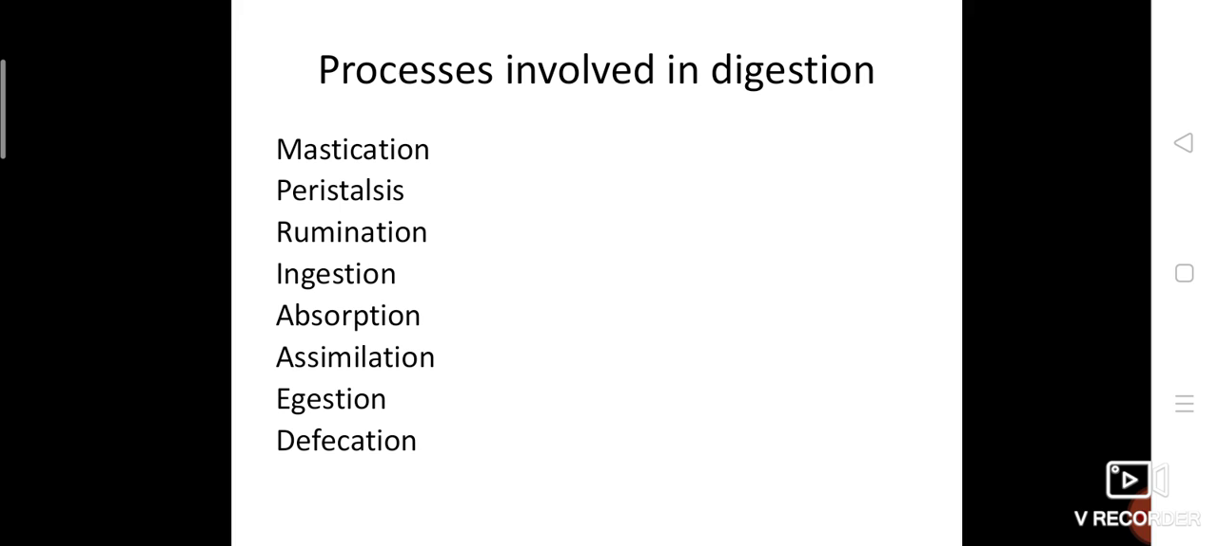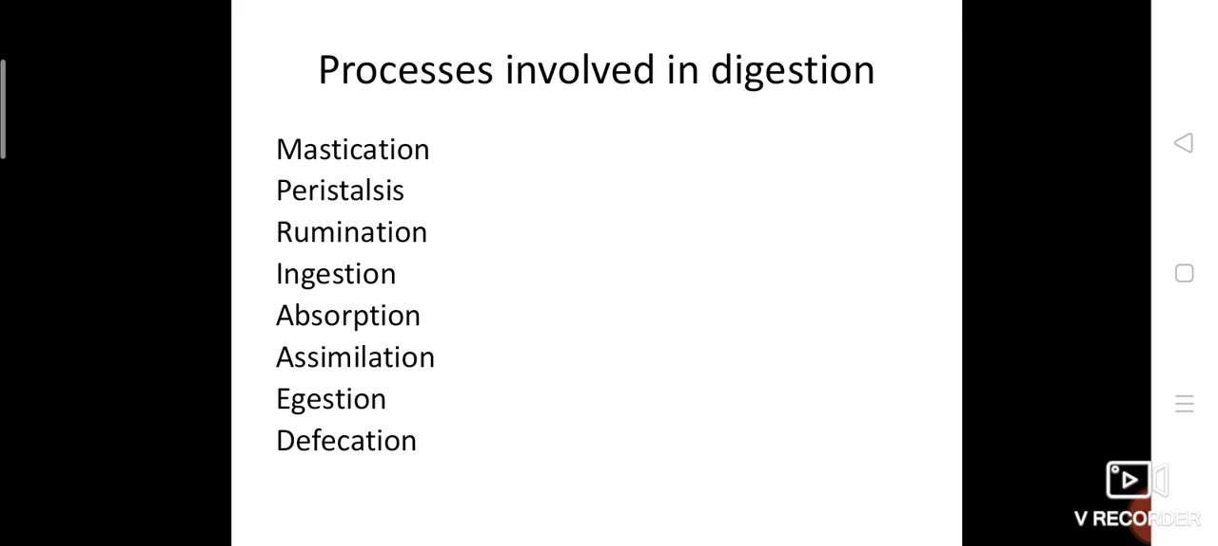Ingestion means intake of food. Digestion means the whole complete food digestion, that is small intestine digestion is completed in the small intestine, that process. Absorption means after digestion the foods are absorbed by the small intestine and then transported through the blood to all parts of the body, and again they will assimilate there, that is called assimilation. Egestion, the undigested food will be excreted from the body, expelled out, that is egestion.